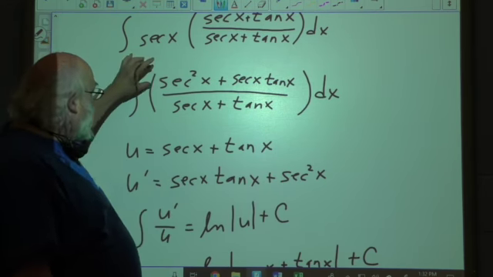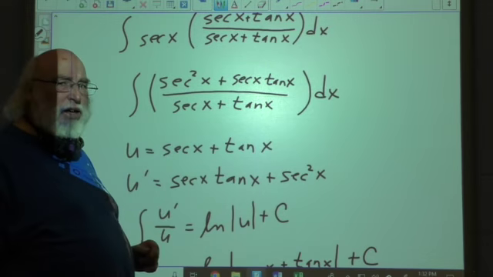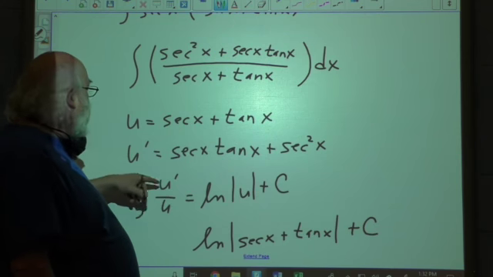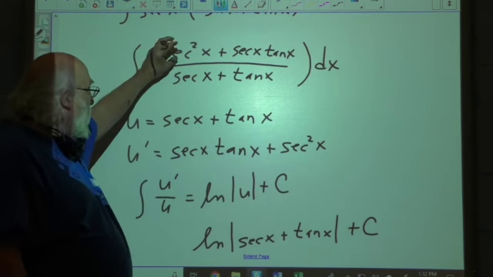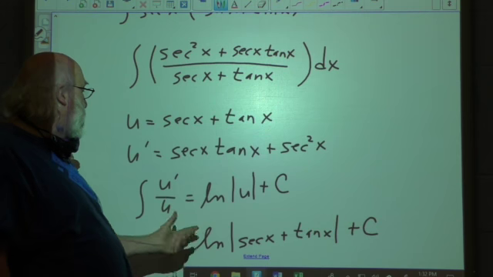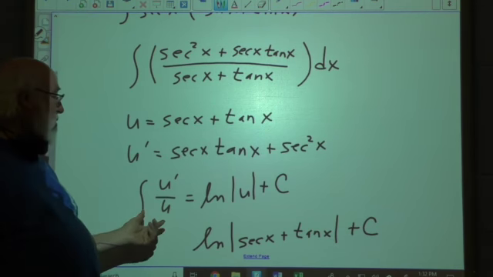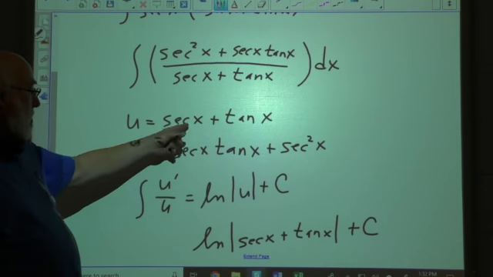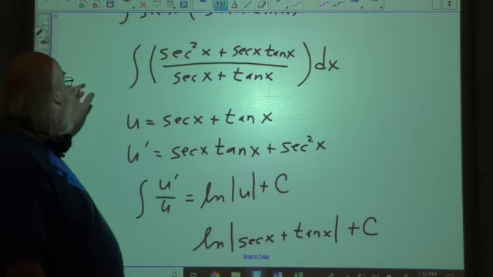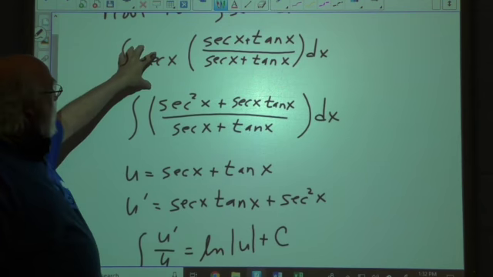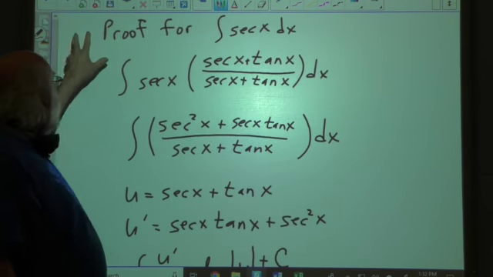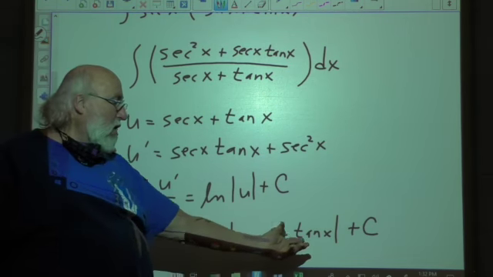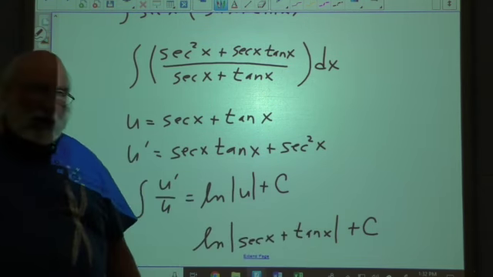So that is our u prime. So it's a very clever manipulation of trigonometric terms there. So that means that our u prime is this value here, and our u is right there. And that, by definition of the integration of that, is the natural log of u plus c. And we said u is equal to secant x plus tangent of x. So that means then that the derivative of the secant of x is proven to be the natural log of the absolute value of secant x plus tangent x plus c.